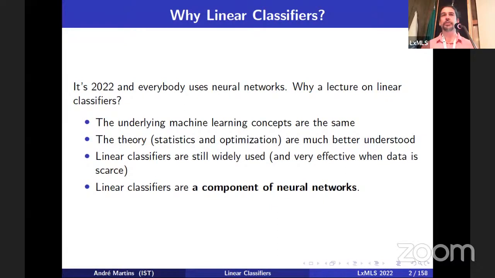It's a lot easier to understand parts of the theory in statistical theory and optimization theory when you are using linear models than deep learning models. Linear classifiers are still widely used in industry in some tasks. They are usually very effective if you don't have enough data for more sophisticated models to work better. And linear classifiers can also be seen as a component of neural networks.